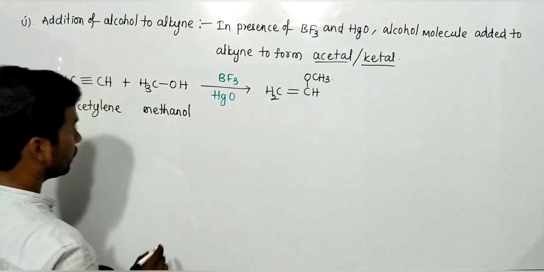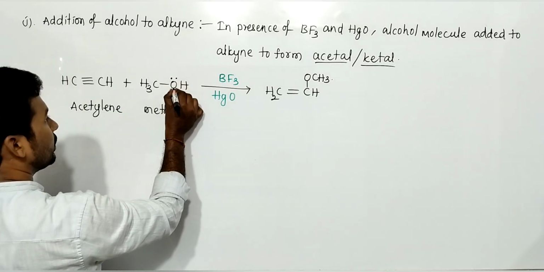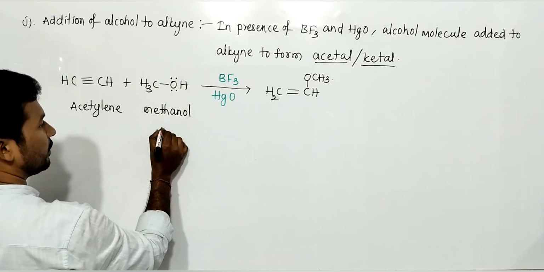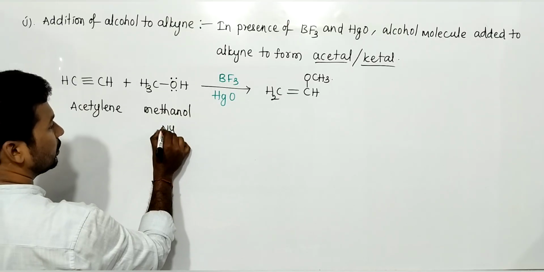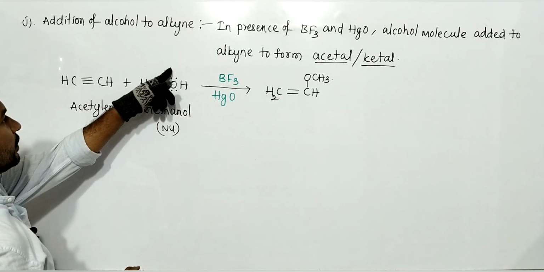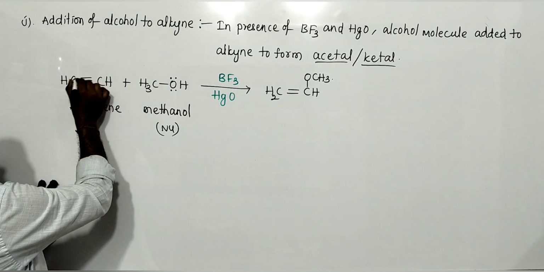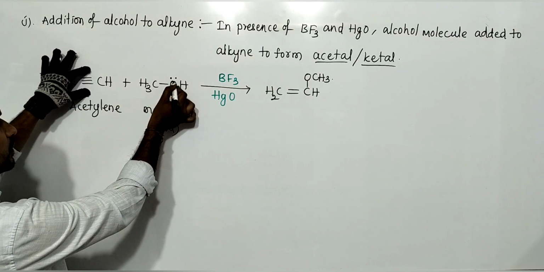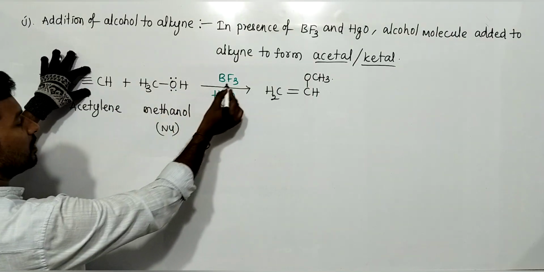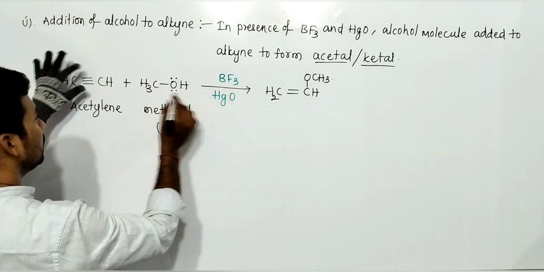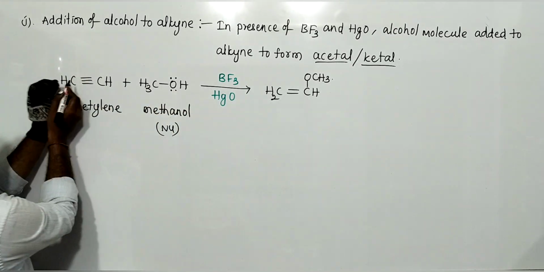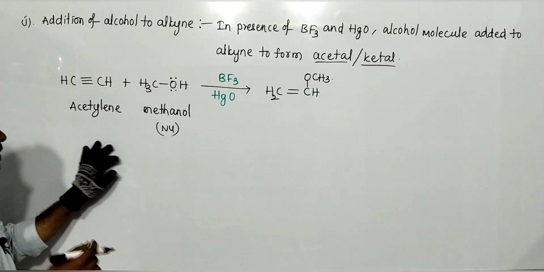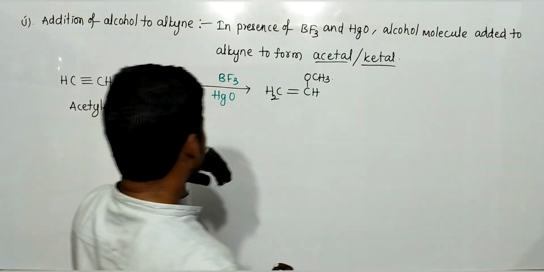Here what is the nucleophile? CH3OH. Due to the presence of a lone pair, this acts as the nucleophile, and the nucleophile is added to one carbon. Nucleophile does not add to a nucleophile. Here the mercury heavy metal pulls electrons towards one side, then on the other side this nucleophile is added.